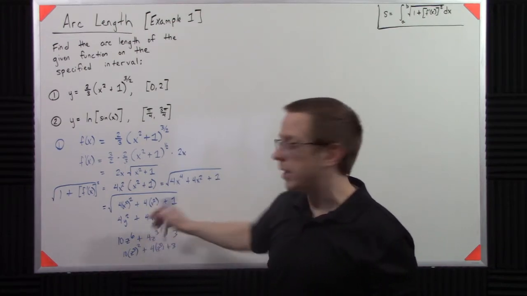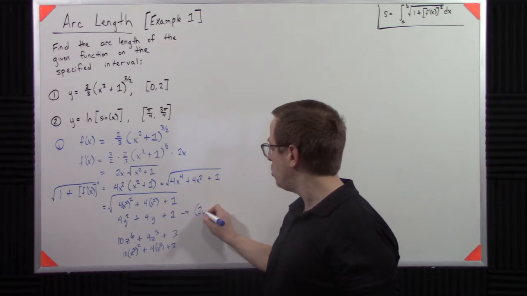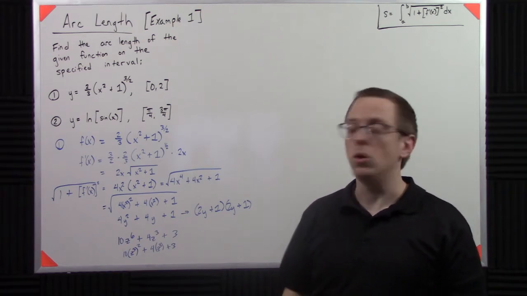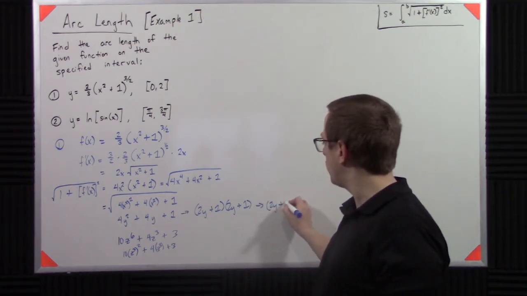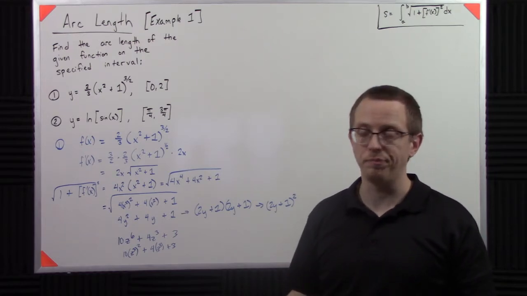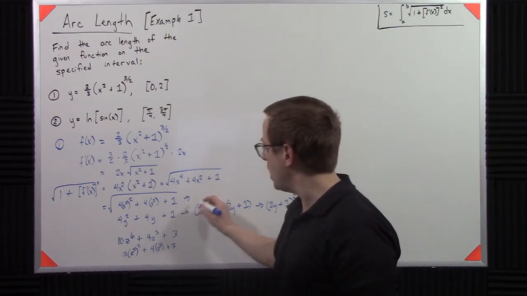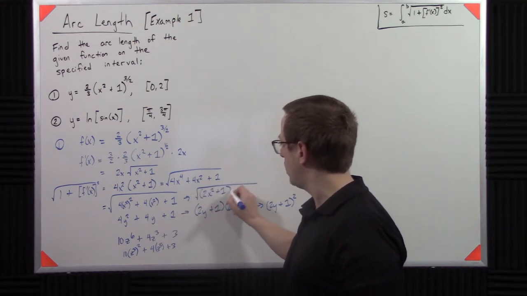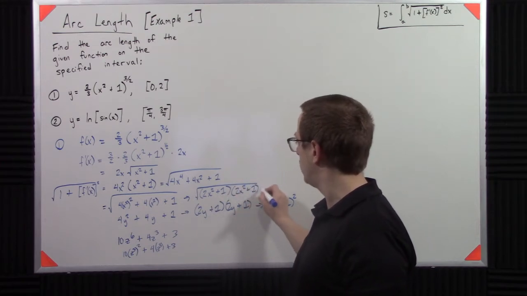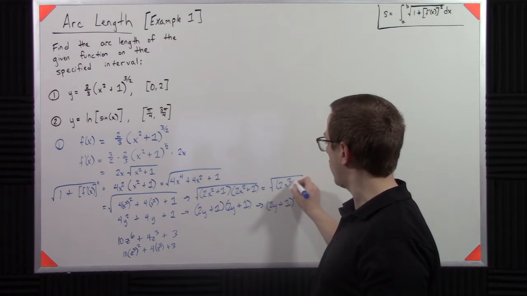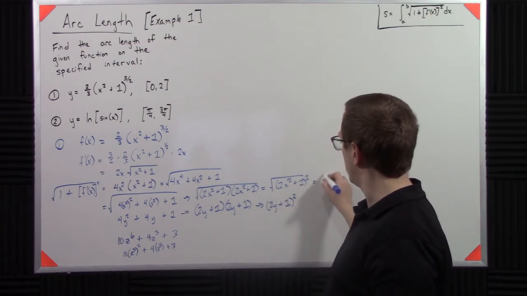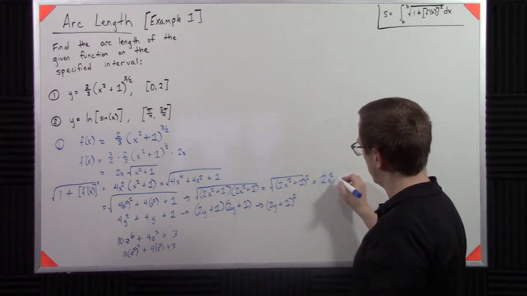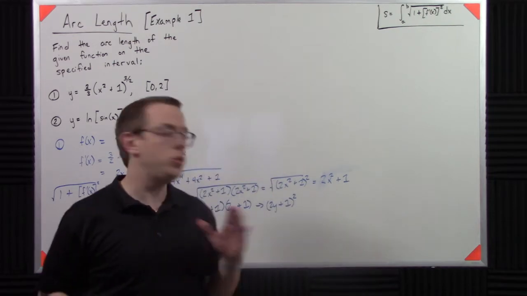If I wanted to factor something like this, it would factor into 2y plus 1, 2y plus 1, which is the same as saying 2y plus 1 squared. Okay? Same thing here. This is going to become 2x squared plus 1, 2x squared plus 1, which is the square root of 2x squared plus 1 squared. So now we just have 2x squared plus 1 there.